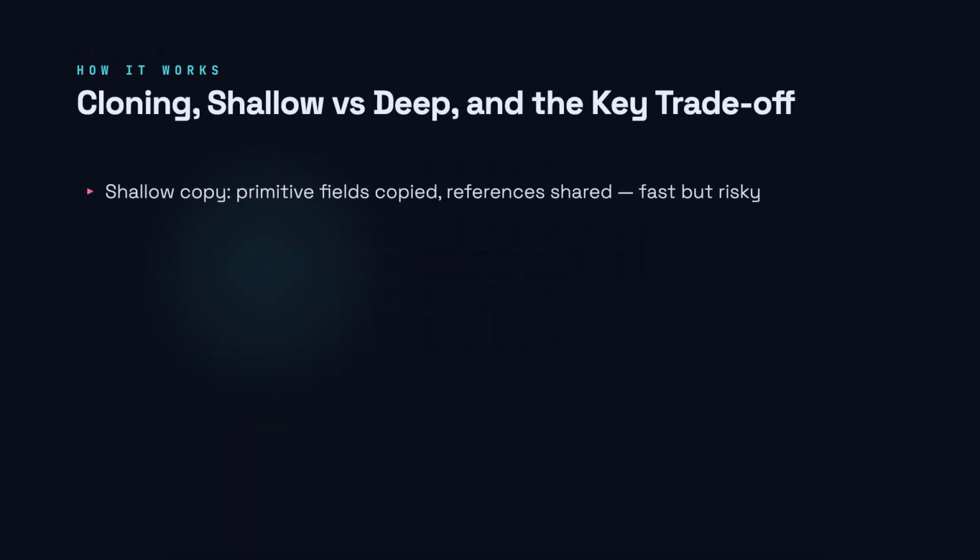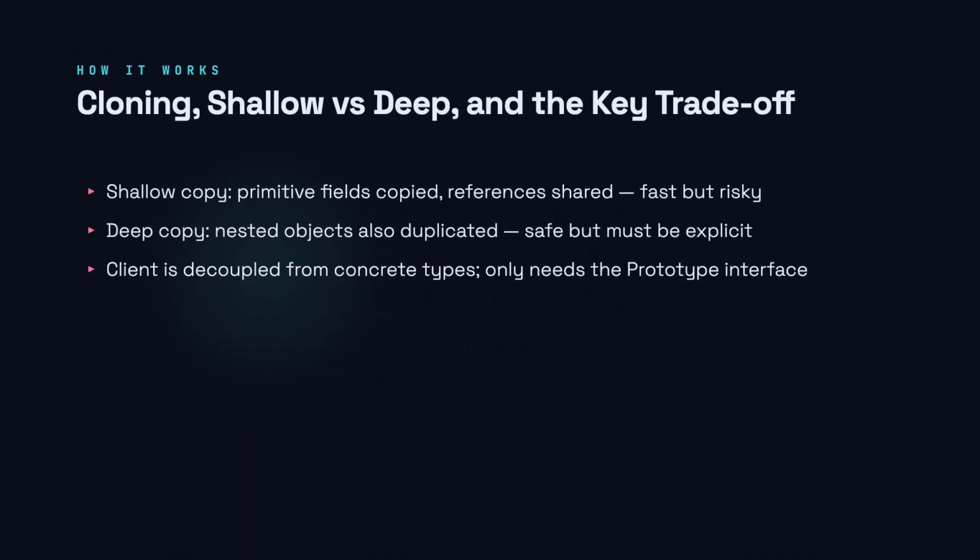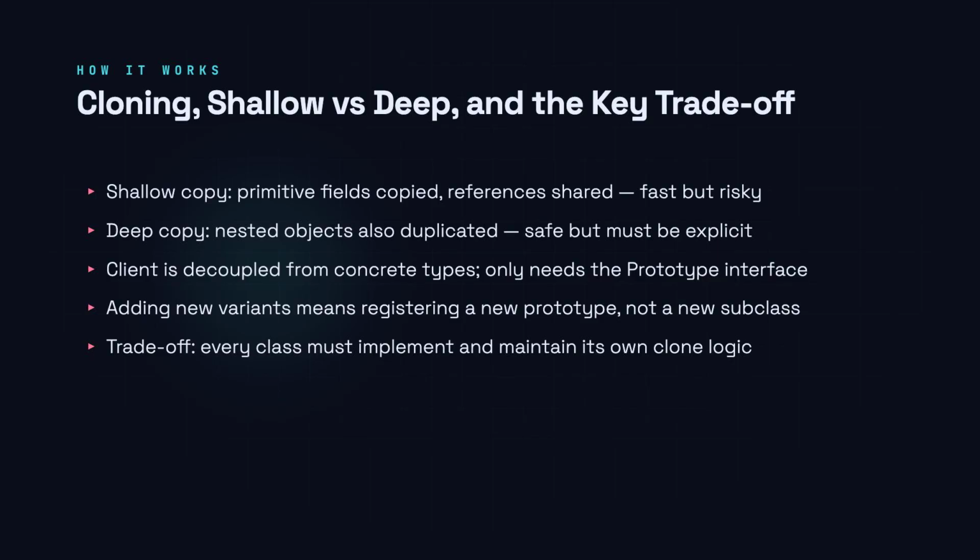When clone is called, the concrete prototype is responsible for deciding how deep the copy goes. A shallow copy duplicates primitive fields and copies references to nested objects, meaning the original and the clone share those inner objects. A mutation in one affects the other. A deep copy recursively duplicates every nested structure, giving the clone full independence.